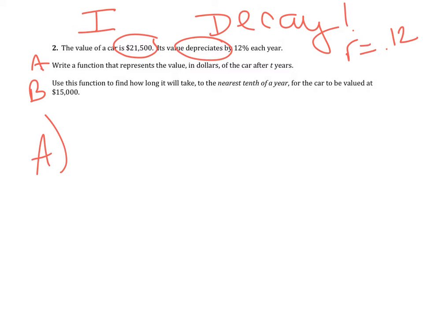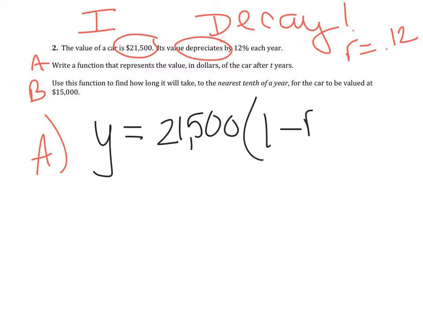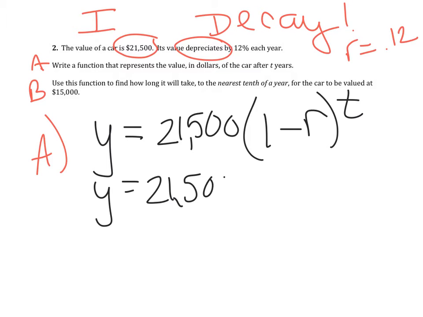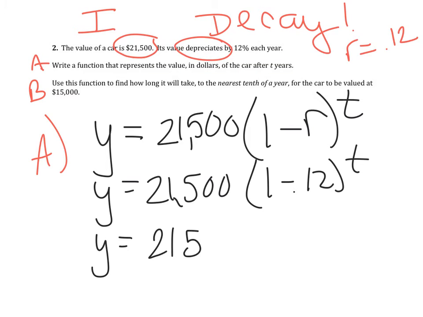All right, so again, let's go A and B. A, write a function that represents the value in dollars of the car after t years. So this time I'm going with decay. So my initial value is 21,500. 1 minus the rate to the time. So I'm going to say that's 21,500, 1 minus 0.12 to the time. And again, I'm just going to clean that up. 21,500 times 0.88 to the t.